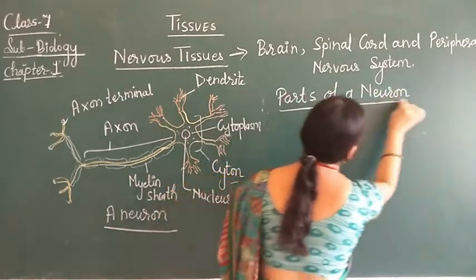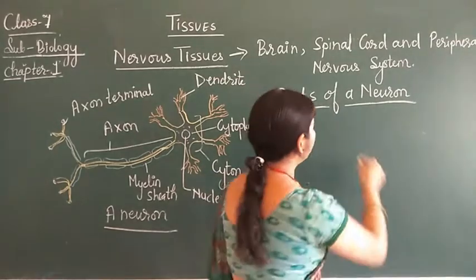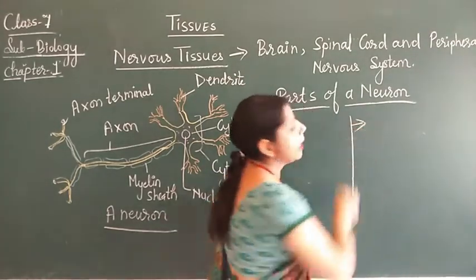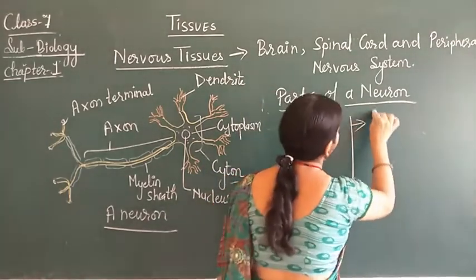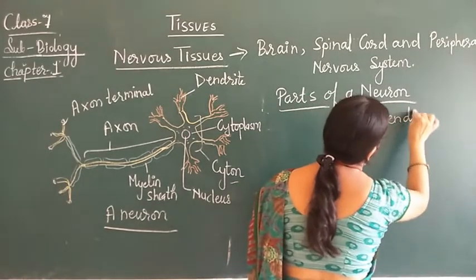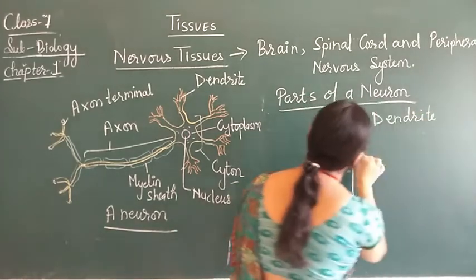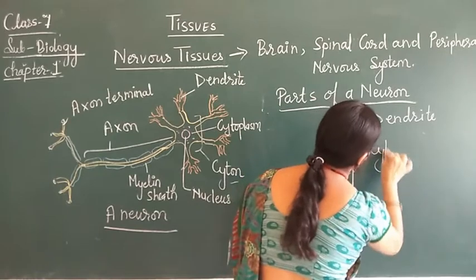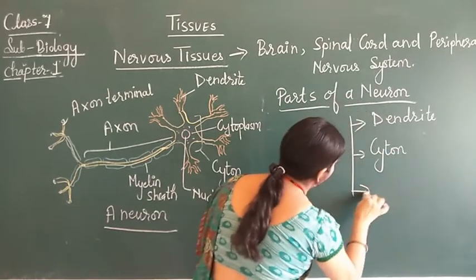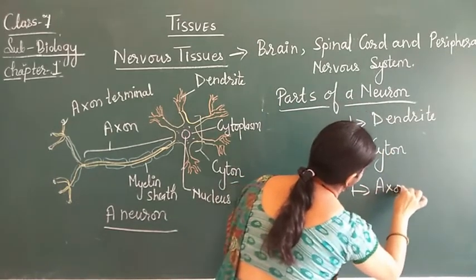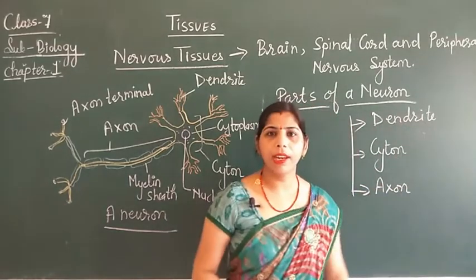Now, if we look at the parts of the neuron, a neuron is made up of three main parts: dendrite, cyton and axon. Three main parts are there.